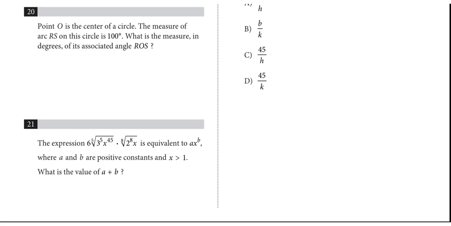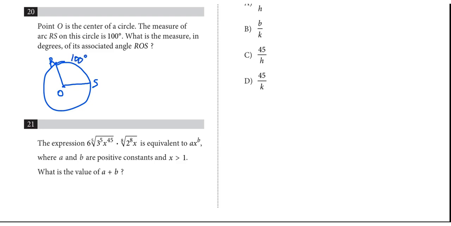So we have a circle, and the center is O, and then the measure of ROS. So if this is R and this is S, then we have the arc. The measure of the arc is 100.